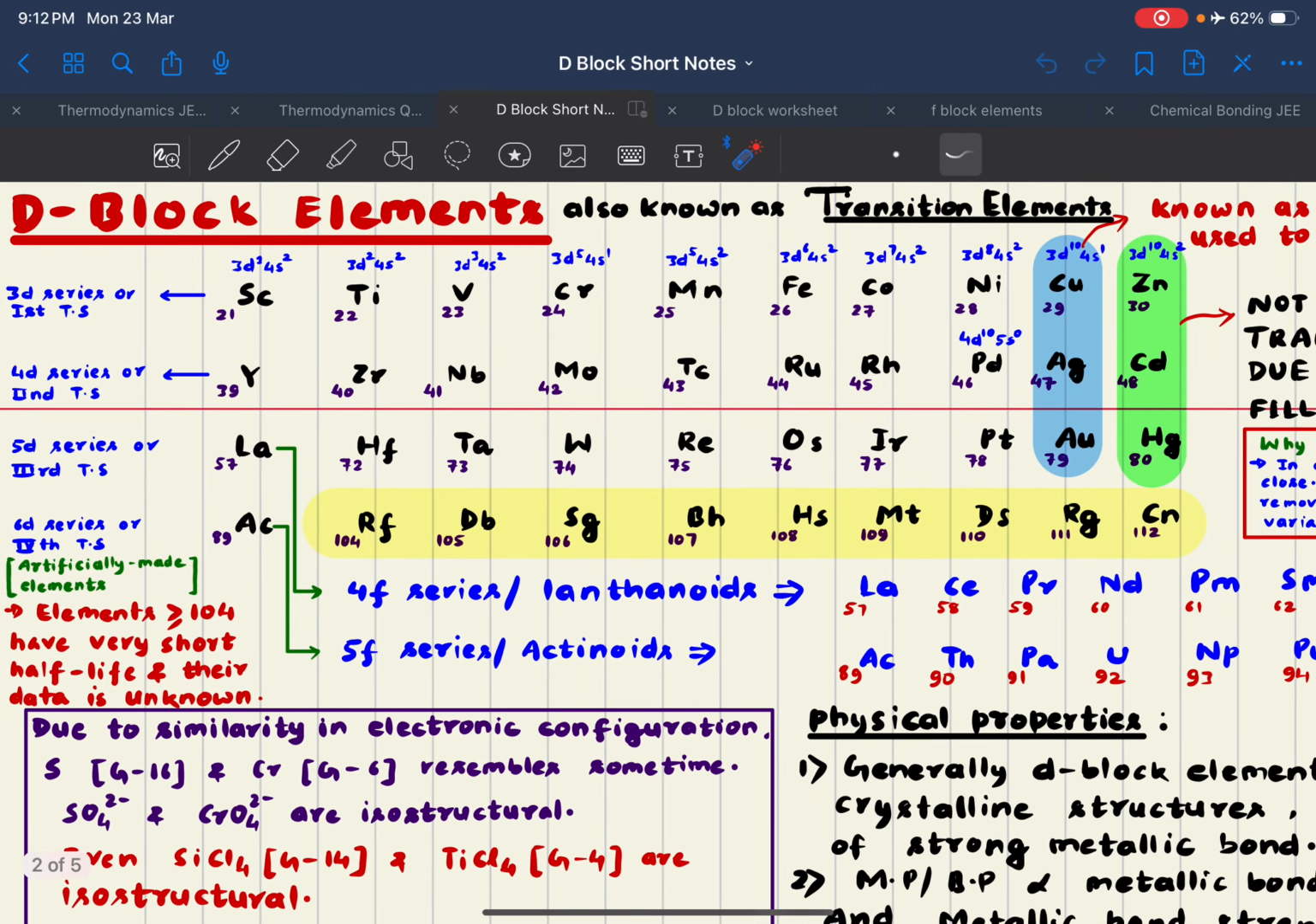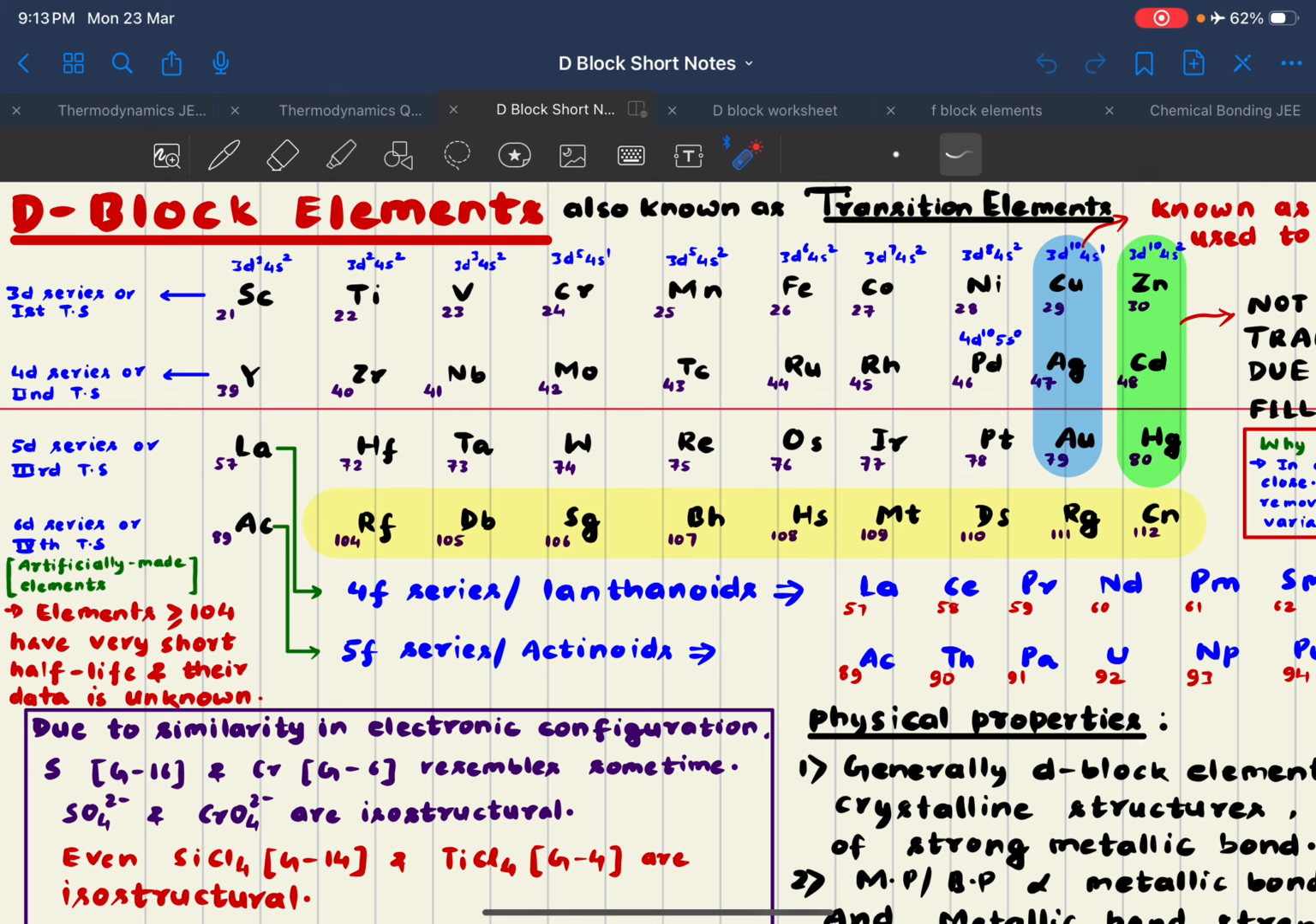Hi students. Today we're going to start D block elements. My goal is to record small videos, 5 or 10 minutes each, and try to cover everything as per the NCERT as well as the JEE Main syllabus. The purpose is to record short videos and cover all the concepts briefly. We will not go into detail. We will just briefly understand the concepts.